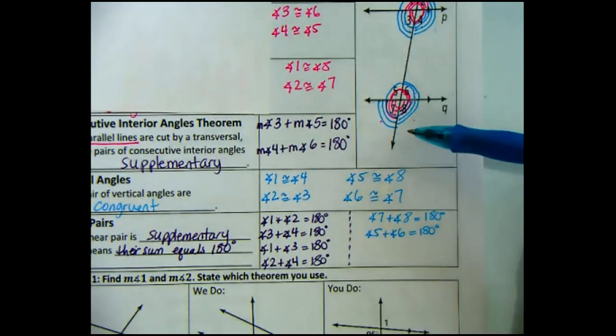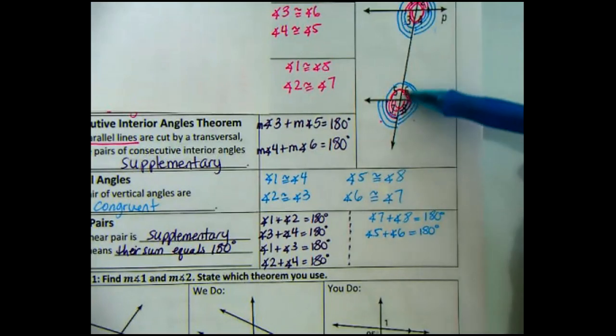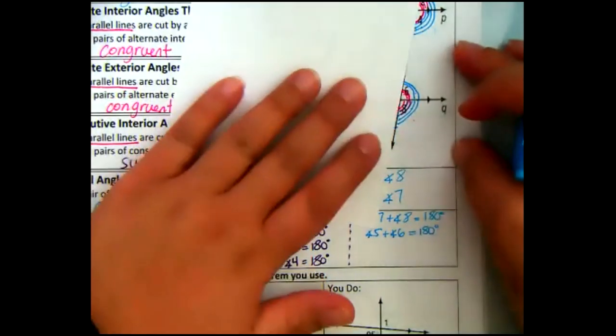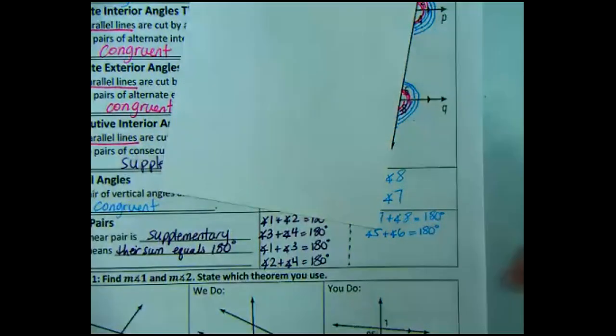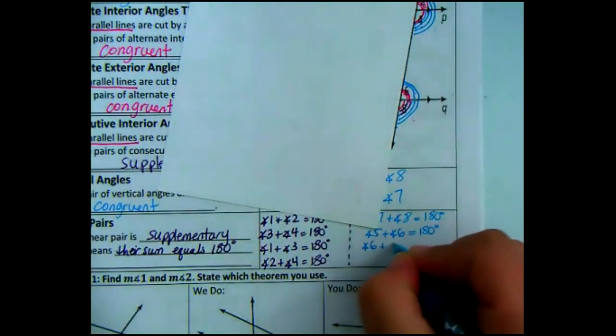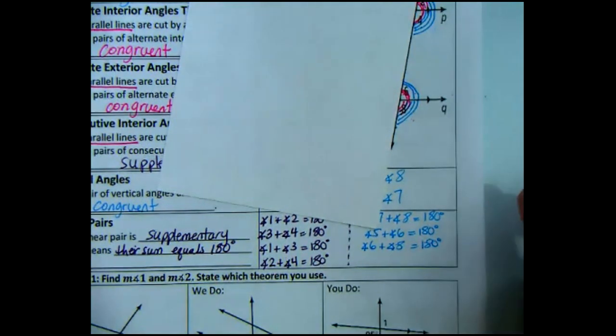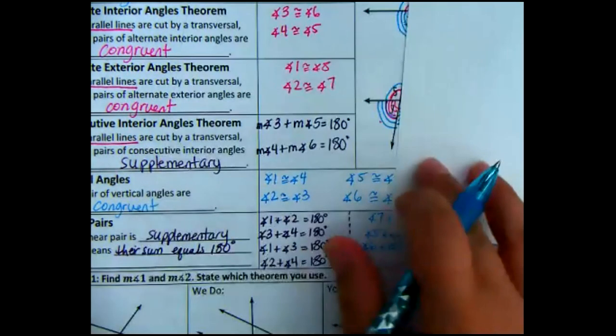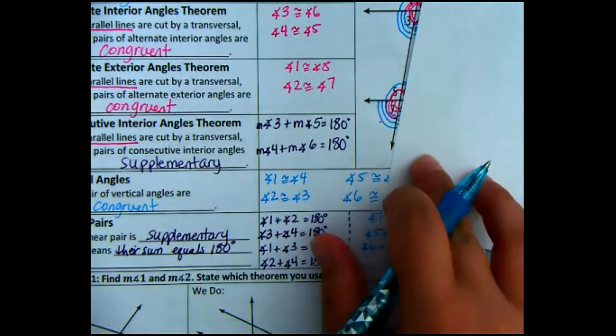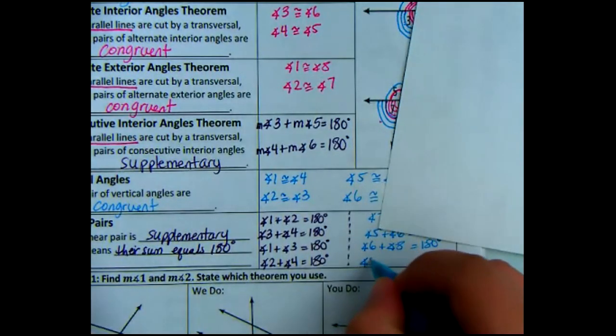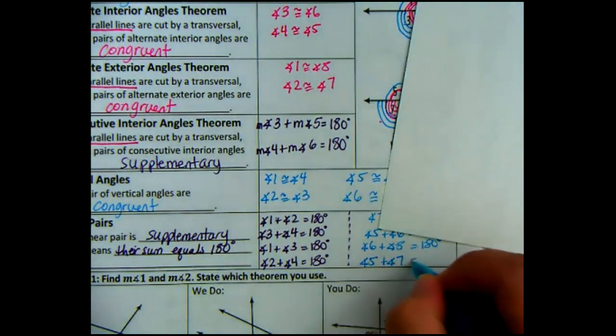Morena also said angle 6 and angle 8. Yes, right along this line here, right? Angle 6 and angle 8. So angle 6 plus angle 8 will also be a linear pair. Very good. Angle 5 and angle 7. Yes, Adamari. And that's our last one here, right?